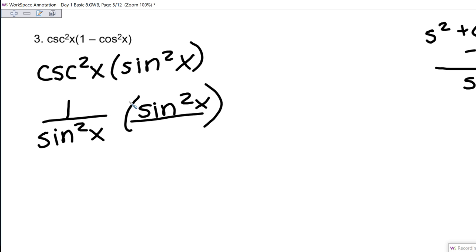And if I put this over 1, what would happen? Yeah, sine squared in the denominator will cancel with sine squared in the numerator, so what's the answer here? 1. So the answer is just 1. Is that a single term? Yes.